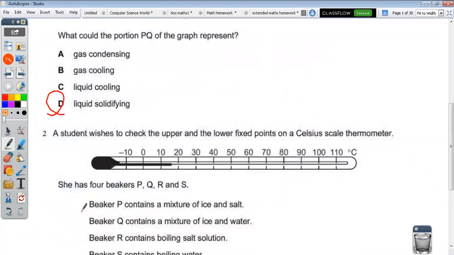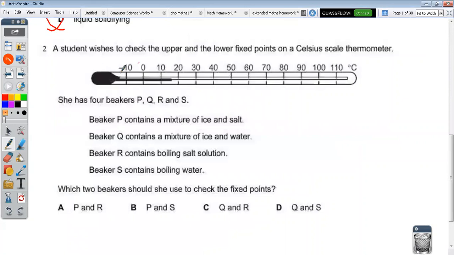A student wishes to check the upper and lower fixed points. We'll talk about the design of a thermometer. So upper and lower fixed points. You can tell from this here, you've got that, and you've got that. So your fixed point from this thermometer is zero. What is zero? Zero is the fixed point for ice, so the melting point of pure water.